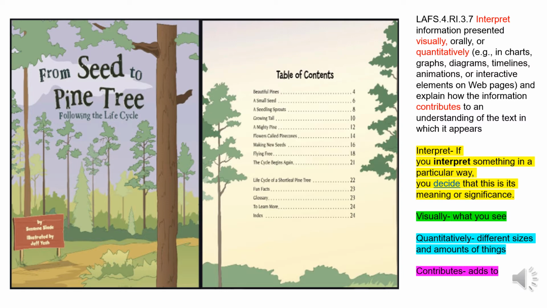We will also look at quantitative things. Those are things that have numbers or sizes like charts, graphs, and timelines. We will decide what information we're getting from those things. Finally, we will decide how that information contributes or adds to our understanding of the text. The author places charts, graphs, and diagrams in the text not just because, but so that we get extra information about what we're learning about. Pay attention to these things as we read our text today.